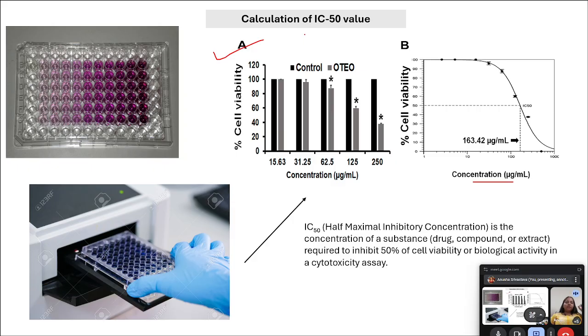This IC50 value is basically the concentration of nanoparticle at which 50% of the cells are dead. So this IC50, half maximal inhibitory concentration, is the concentration of a substance. It could be a drug, a compound, a nanoparticle, a plant extract, or anything that you are using for its cytotoxic effect, required to inhibit 50% of cell viability or biological activity in a cytotoxicity assay. So this is how you do the IC50 calculation.